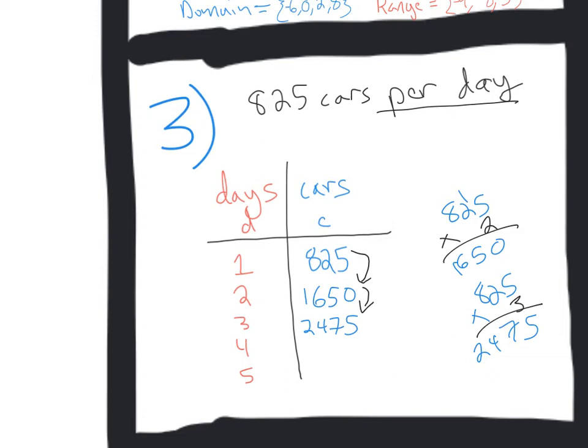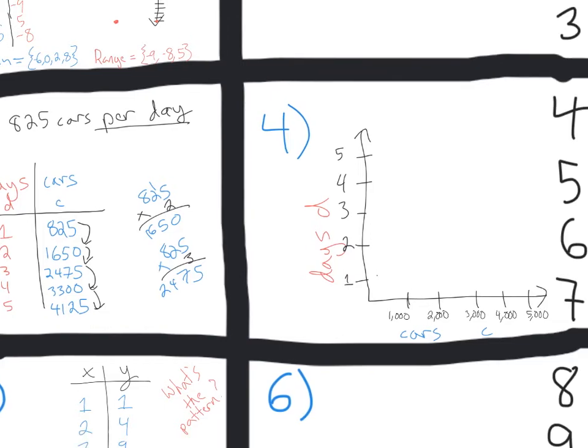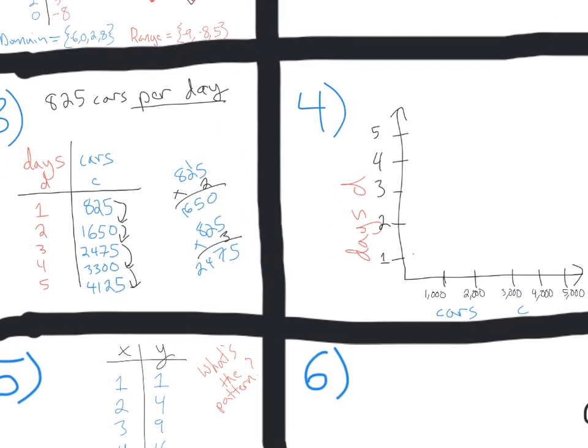Alright. And if you keep doing this process, the next number would just be 3300. And once again, add 825 to that, and you'd get 4125. And if you don't understand how I got that, all you can do is just multiply your days by 825. So if I need to figure out 5 days, I just do 5 times 825, and that will get me 4125. Alright, number 4 then says to graph those points, graph those ordered pairs.